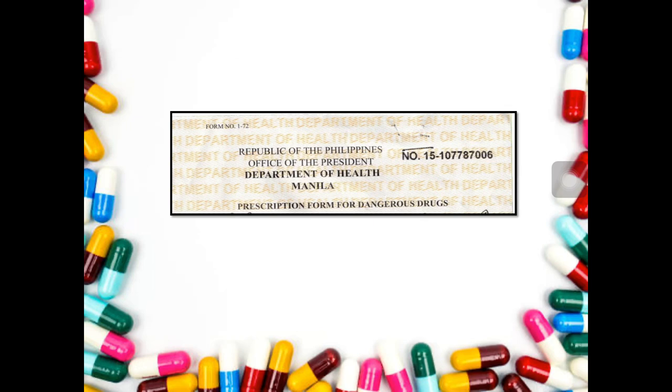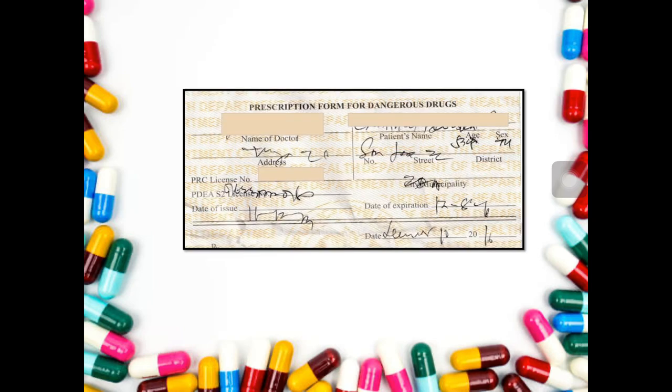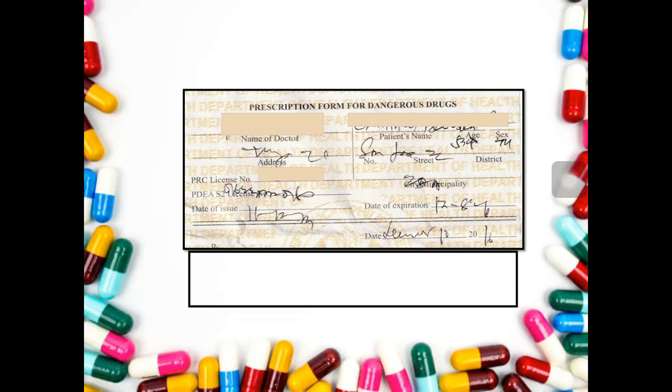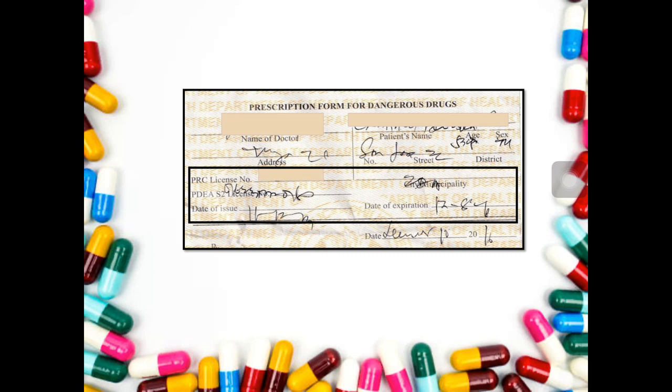So, unlike your ordinary prescription, a yellow prescription has a specific number per each prescription to avoid duplication and reuse of the yellow prescription. Now, we will be discussing the different parts of a yellow prescription. The first thing that we will be discussing is the standard information to be supplied in the prescription.